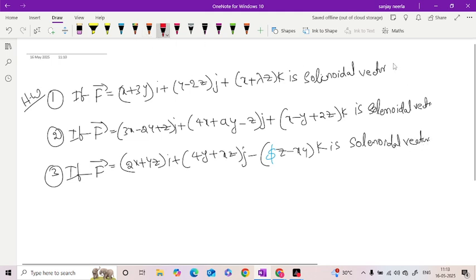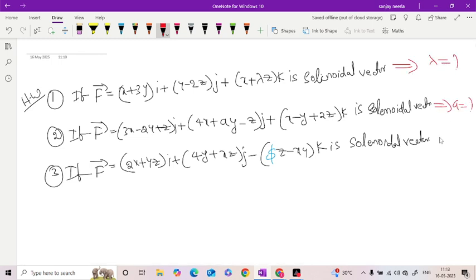Then find the unknown. What is the first question? Find the lambda value. Second question, find the a value. And third question, find the dollar value.